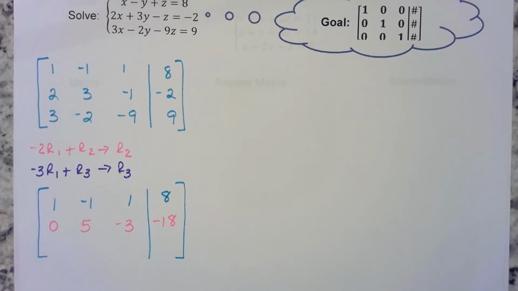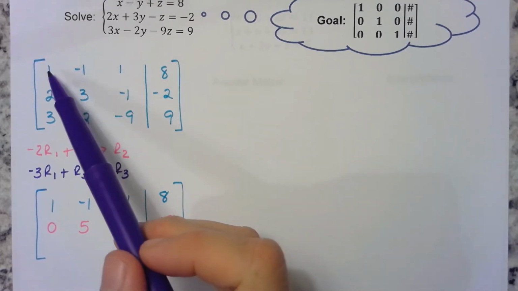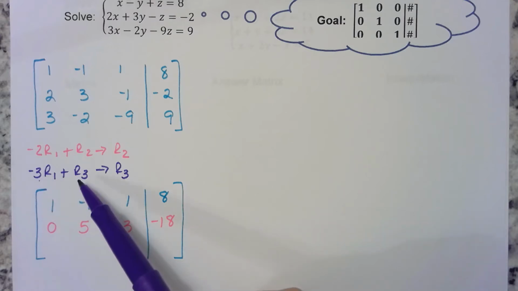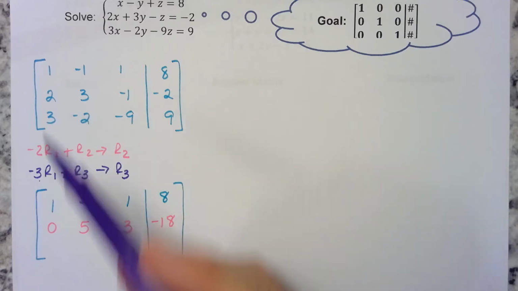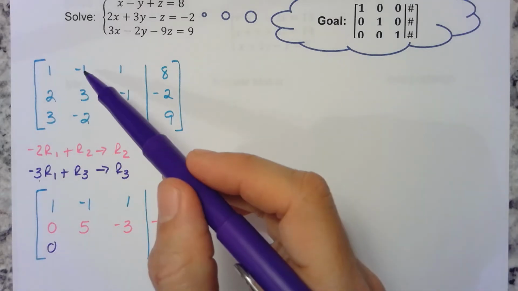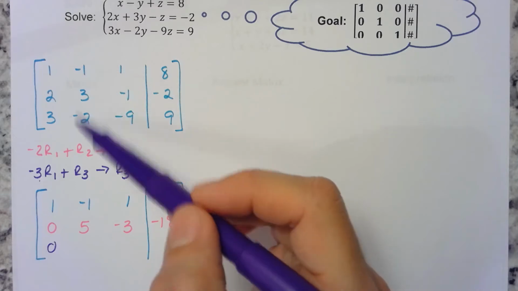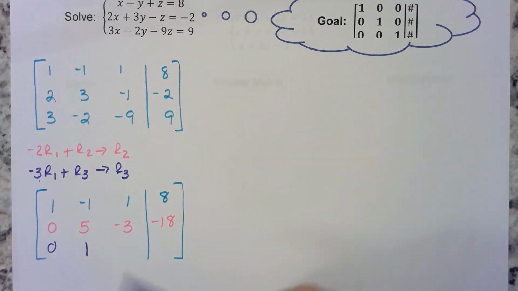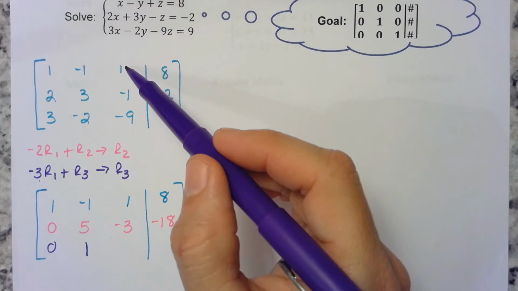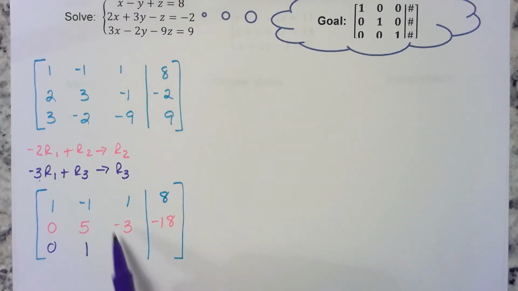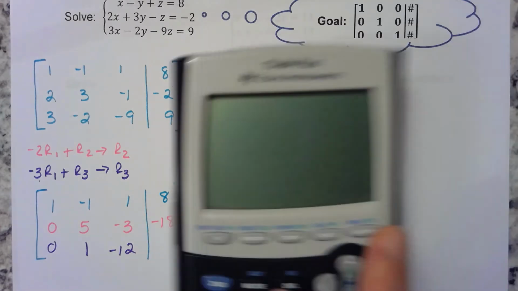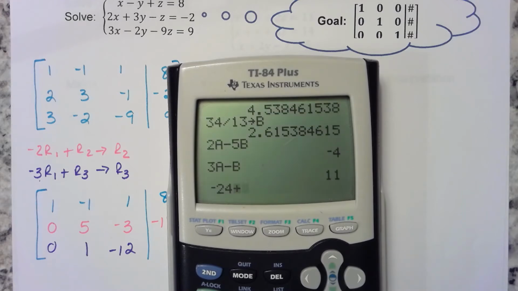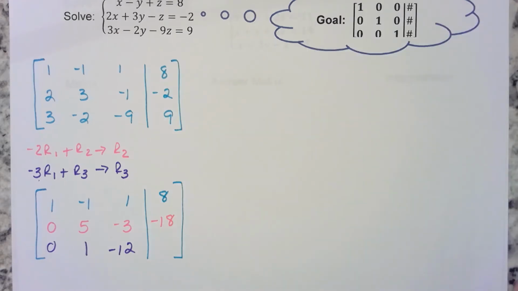Now we do that with row 3 as well, but this time we multiply row 1 by -3 and add it to row 3. So -3 times 1 is -3, plus 3 is 0. -3 times -1 is 3, minus 2 is 1. -3 times 1 is -3, minus 9 is -12. -3 times 8 is -24. -24 plus 9 is -15.